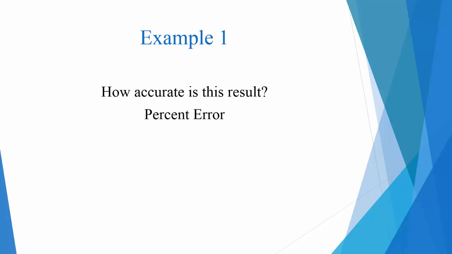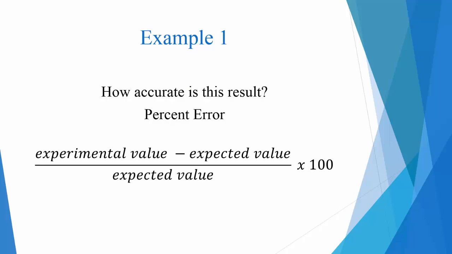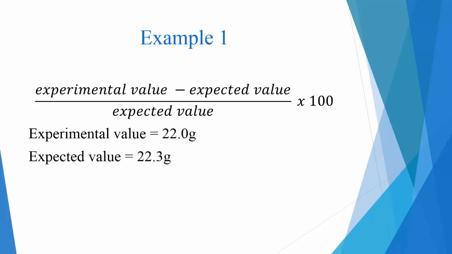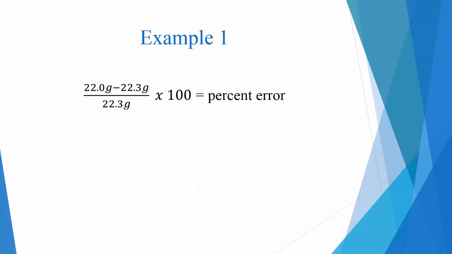So, how accurate? We'll use percent error, which is experimental value minus expected value divided by expected value times 100. So using that equation, we know that the experimental value is 22.0 grams. The expected value is 22.3 grams. Now you just have to plug and chug. 22.0 grams minus 22.3 grams divided by 22.3 grams times 100 is the percent error. You get negative 1.34% error. The negative sign just means that the experimental value is less than the expected value.